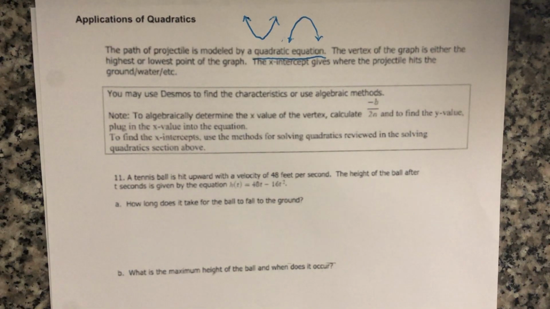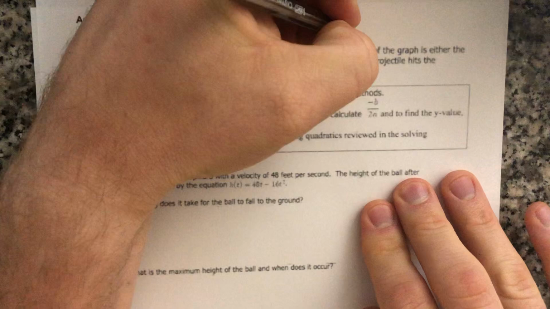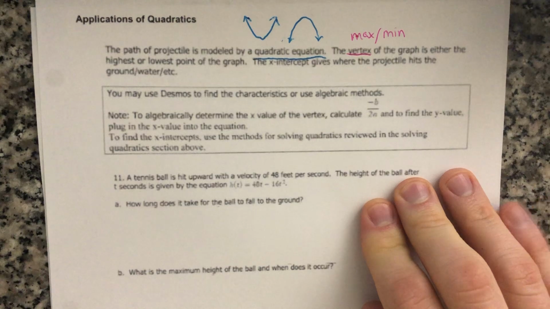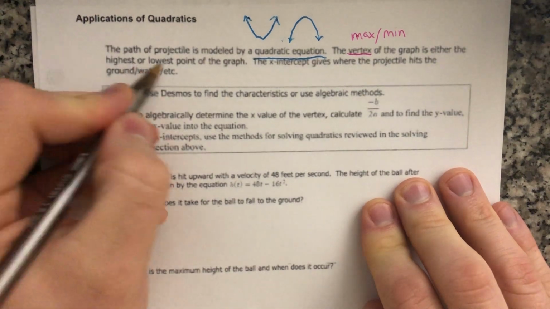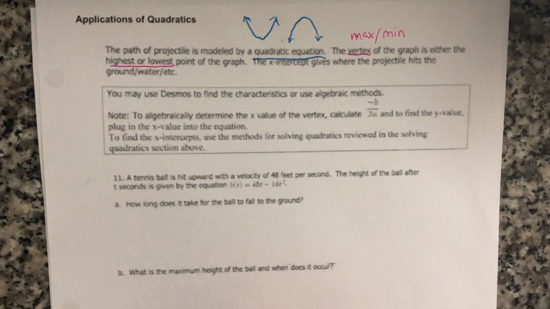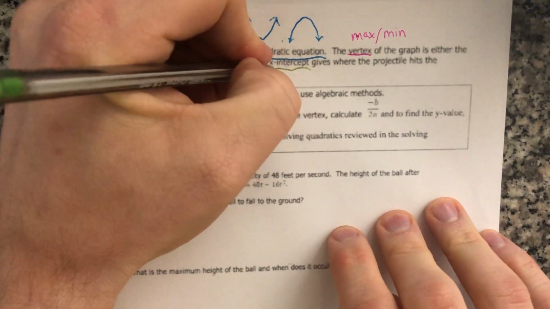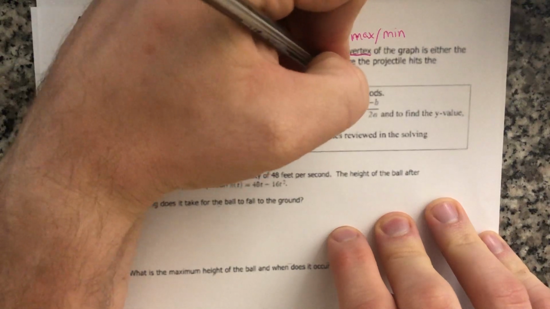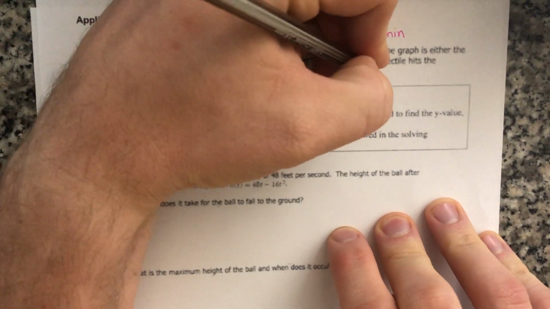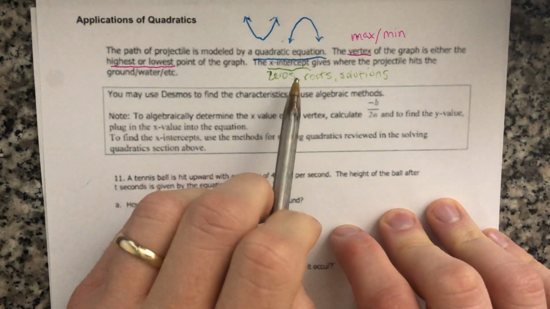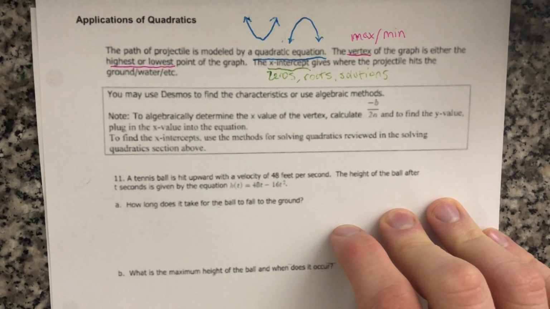Other big things to know on that graph is we have a vertex, which we can also call a maximum or a minimum, also shown by the highest or lowest point on the graph. And then we also have an x-intercept. So x-intercepts, those are the zeros, those are the roots and solutions. So we've been finding those for a long time. Just look where the graph touches the x-axis. So zeros give where the projectile hits the ground.